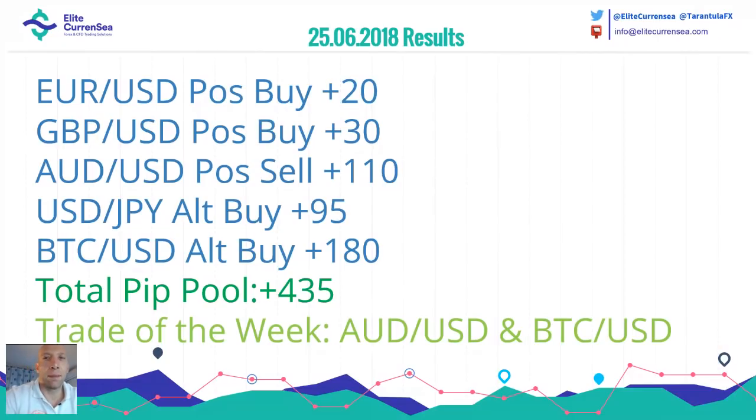If you trade BTC/USD, then it's okay, but this was not the BTC trade. This was basically forex currency. So on forex it was the Australian dollar, 110 pips, the dollar yen also a very good trade, 95 pips, and Bitcoin dollar 180 pips total.